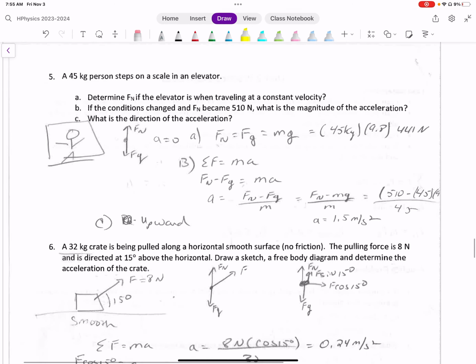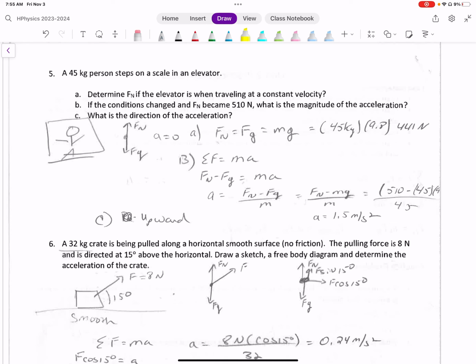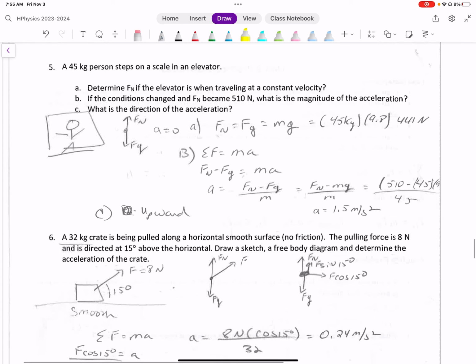The next problem is an elevator problem. We know that a 45 kilogram person steps on a scale in an elevator. The first question asks to determine the force normal if the elevator is traveling at a constant velocity. I have to draw a picture. So here is the person standing in an elevator. Here are the forces acting on the person in the elevator. They told me that the acceleration is 0, so those two forces are identical to one another.